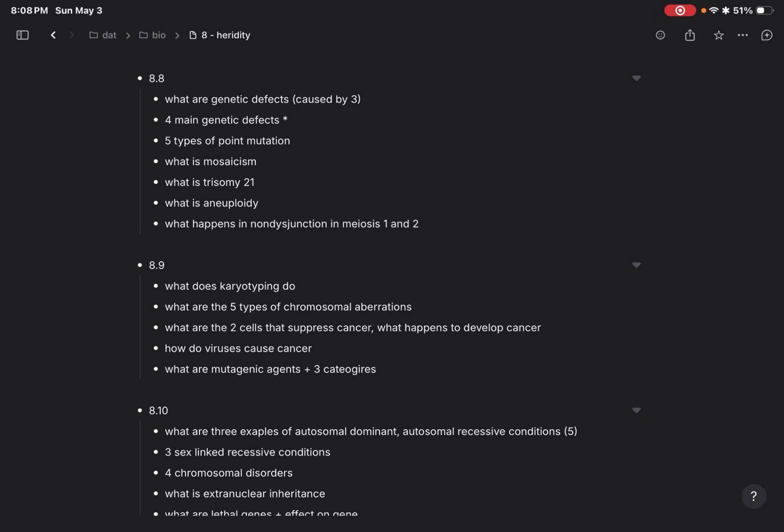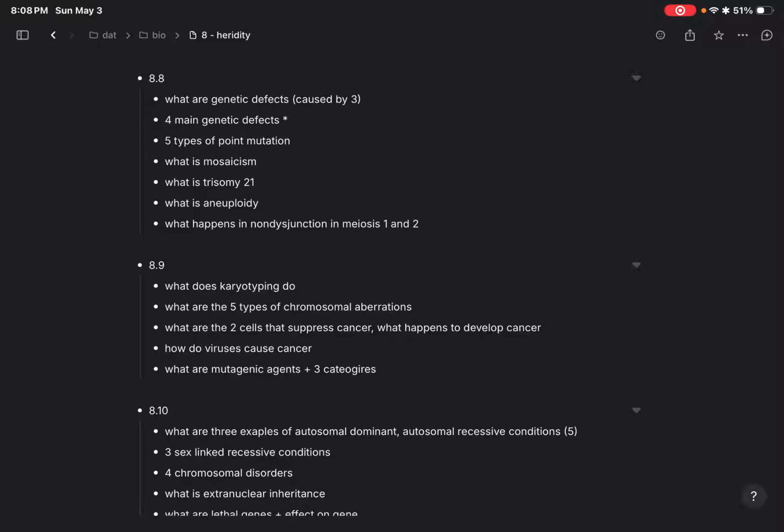Okay, what is forward? Forward is when you go from the normal, the wild type allele, to a mutated version of it, and then backwards is when you go from the mutated back to the wild type or the normal type.